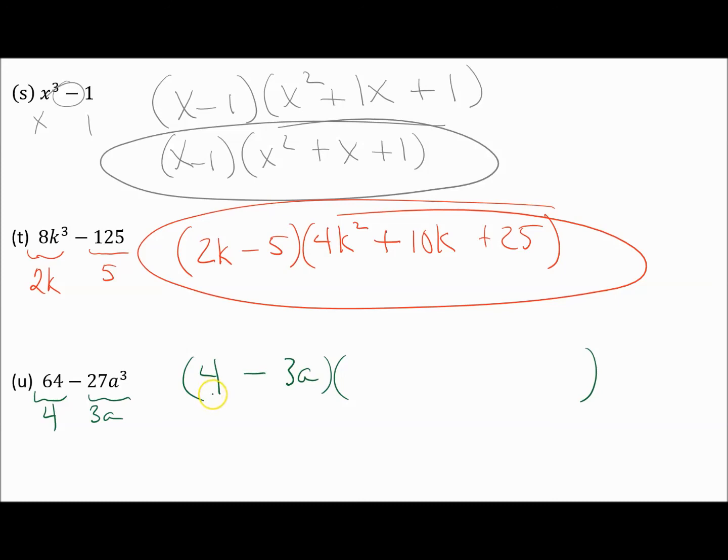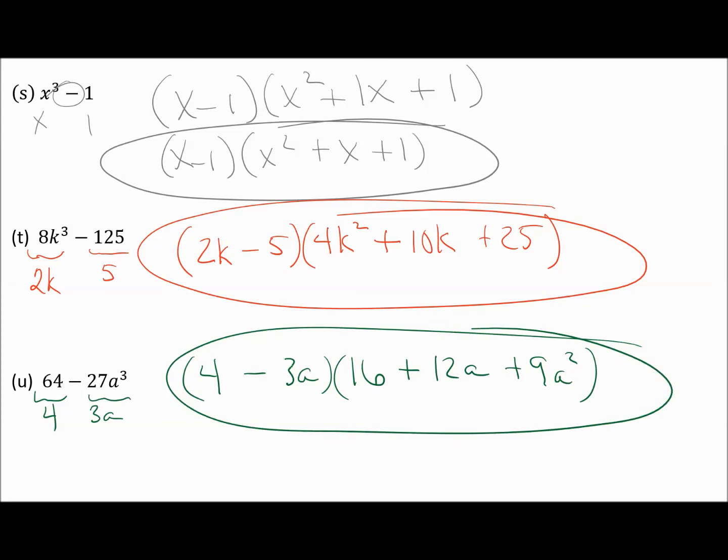Then you square the first one. So 4 squared is 16. You change the sign to plus in this case. 4 times 3a is 12a, and then 3a all squared, got to square the 3 and the a, is plus 9a squared. And that is completely factored.